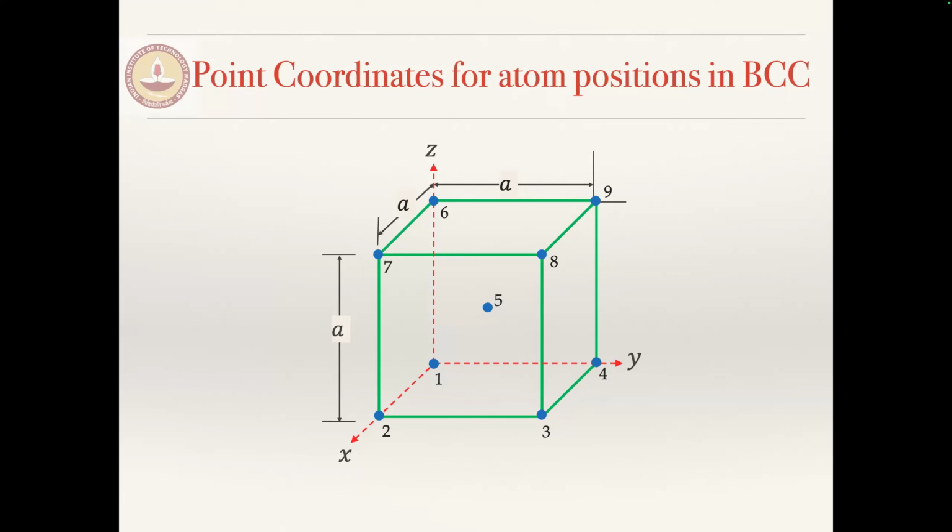Yeah. How about point 2? 1, 0, 0. And point 3? 1, 1, 0. Point 4? 0, 1, 0. Point 5?